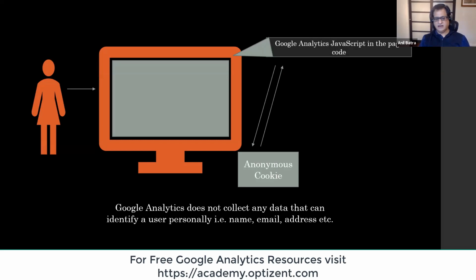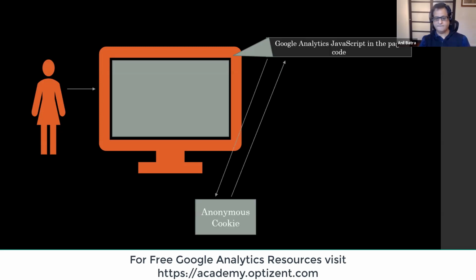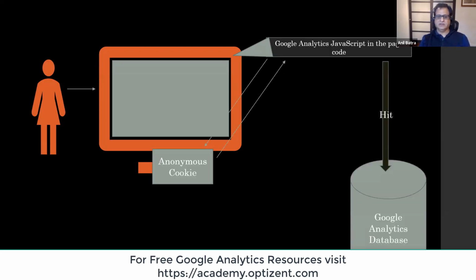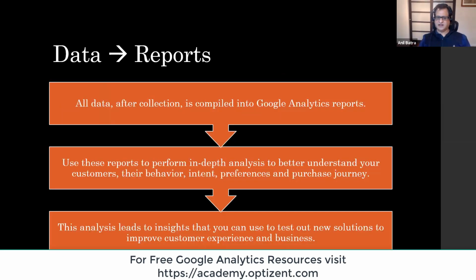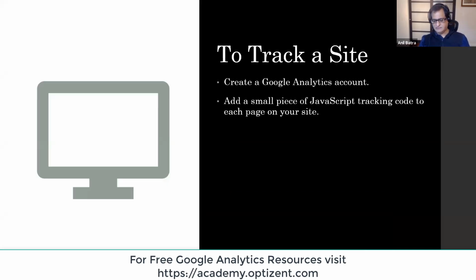Google Analytics does not collect any data that can identify a user personally. You can't pass it. This is a big thing. If you do pass even an email address or name, your Google Analytics account will be removed. So the anonymous cookie, then this JavaScript, drops this cookie, collects the information, and sends it to the Google Analytics database, where all the data after collection is compiled into the reports. You can then use these reports to perform in-depth analysis to understand and then drive those insights.